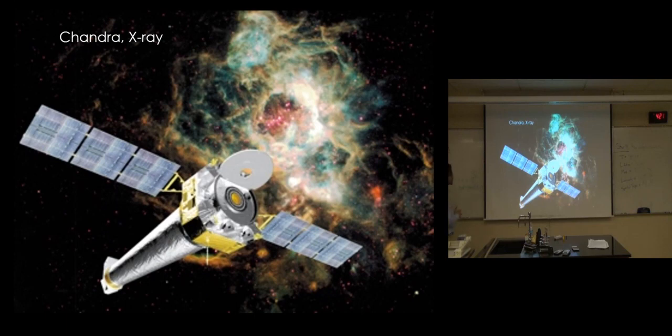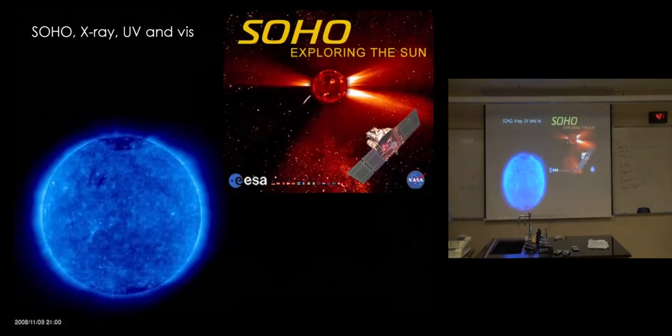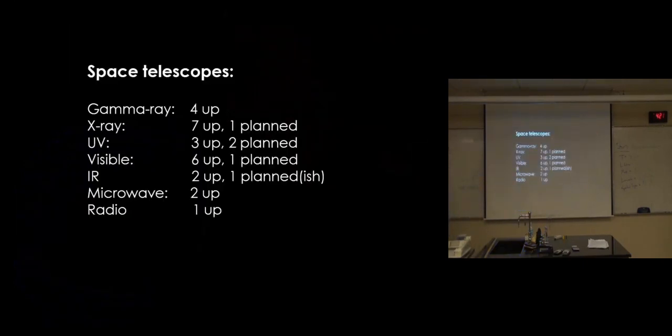Here's Chandra, it's X-ray. I'll keep showing you guys Chandra images because they're really, really pretty. You have X-ray, UV, and visible light looking at the sun. Ultraviolet light looking out into the cosmos is a little bit hard for technical reasons. Hubble was so successful, now we have this where it's pretty easy to at least plan something. So all the parts of the electromagnetic spectrum are up.